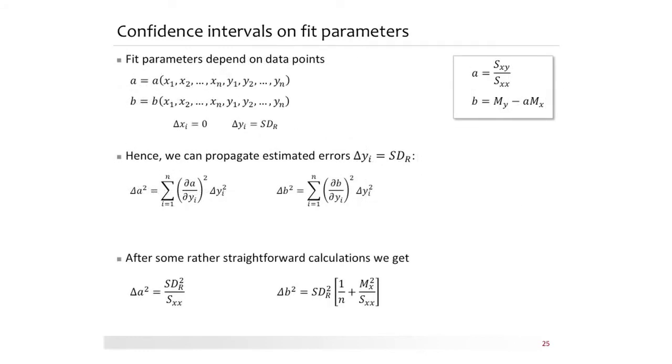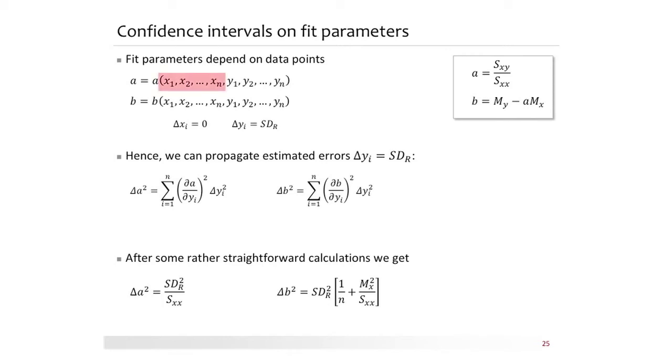And now, since we know errors on Y, we can use our error propagation equations. We can write down explicitly that A and B, our slope and intercept, are functions of x1, x2 up to xn, y1 up to yn. This is because in these equations, you remember these terms S and M, they contain sums over x's and over y's. So we can assume that A and B are functions of these variables.